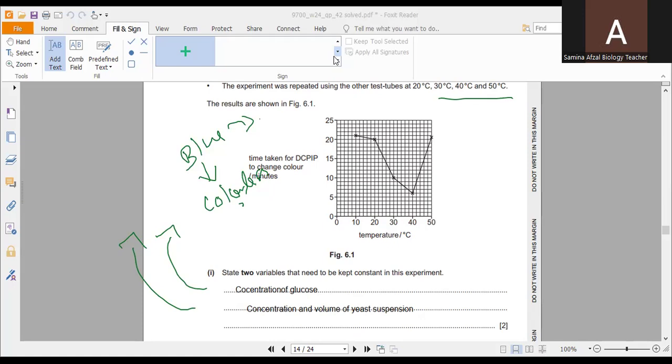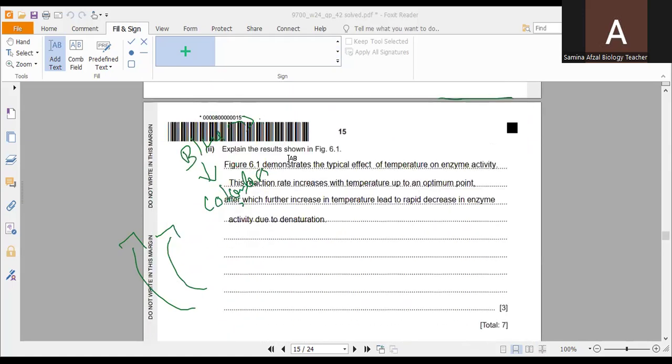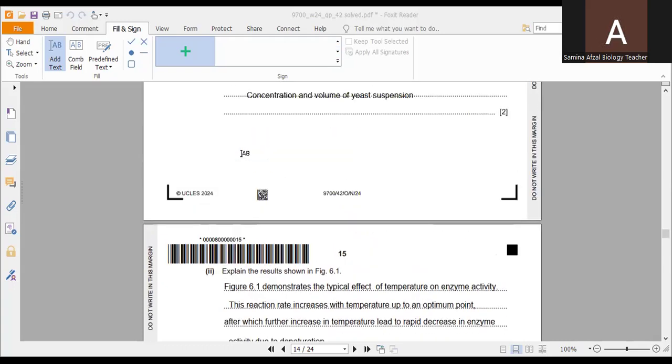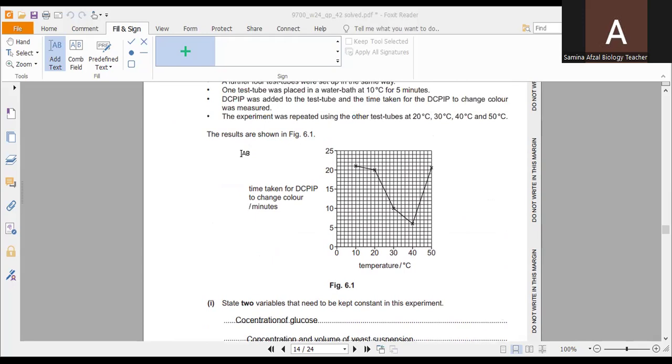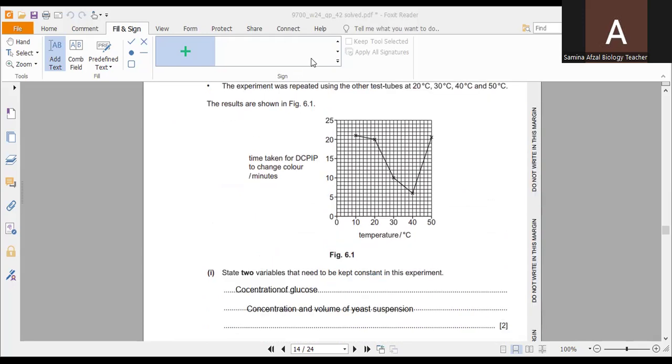Now we are moving towards the next question. Explain the results shown in figure 6.1. First of all, I'm going towards figure 6.1. So you can see figure 6.1 is there.